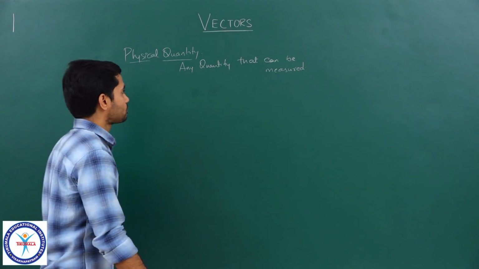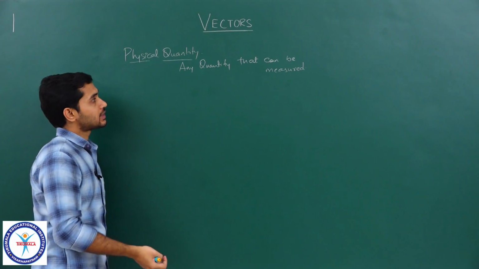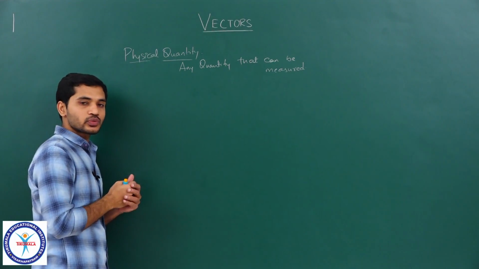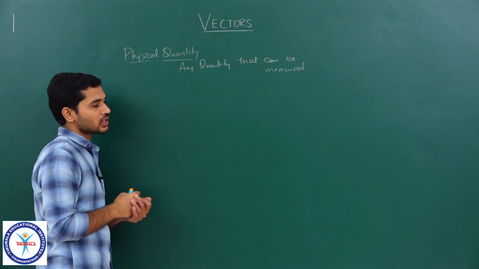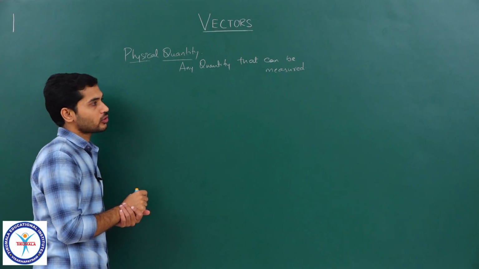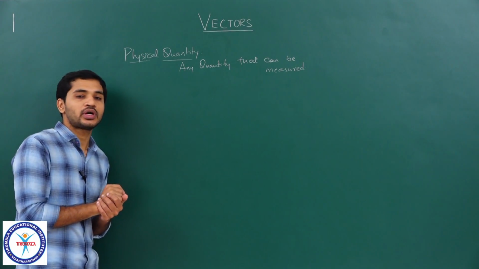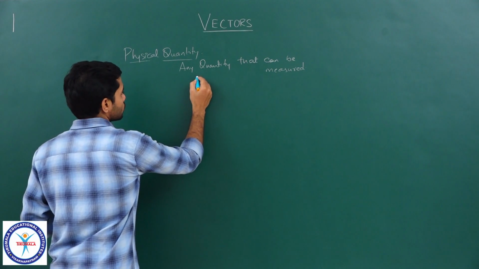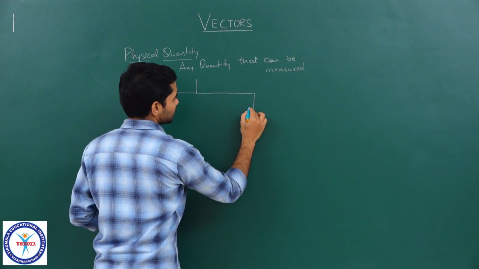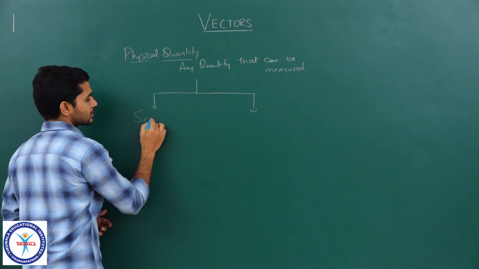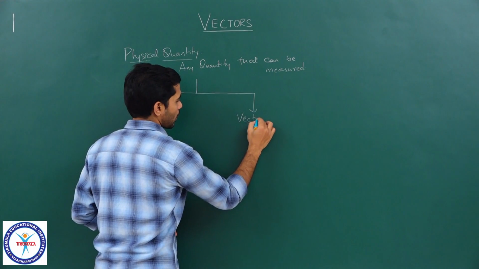Clear? Okay. Now the basic thing is that all the physical quantities which we have can be once again classified into two types. There are other types of classification also, but for now, for our understanding, two types are enough. So these physical quantities can be classified into scalars and vectors.